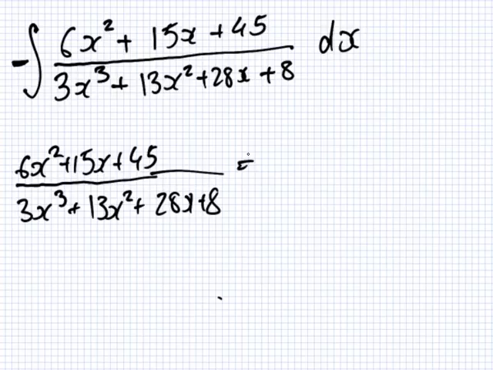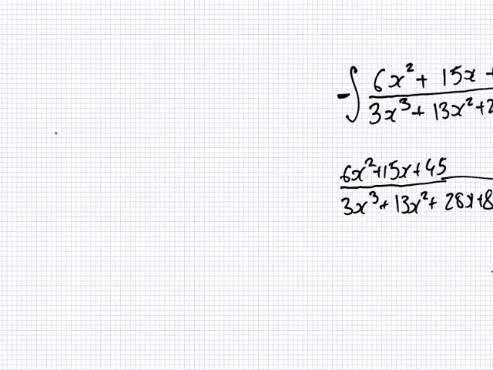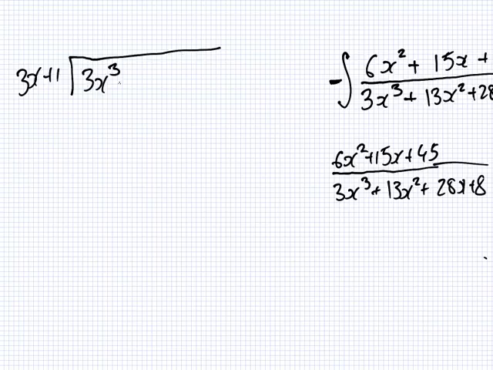The first factor is 3x plus 1. And then that's it. Here you go. Do you remember what you do when the cubic only has one factor? Correct. So now on the side to the left, we have 3x plus 1 divided into 3x cubed plus 13x squared plus 28x plus 8.